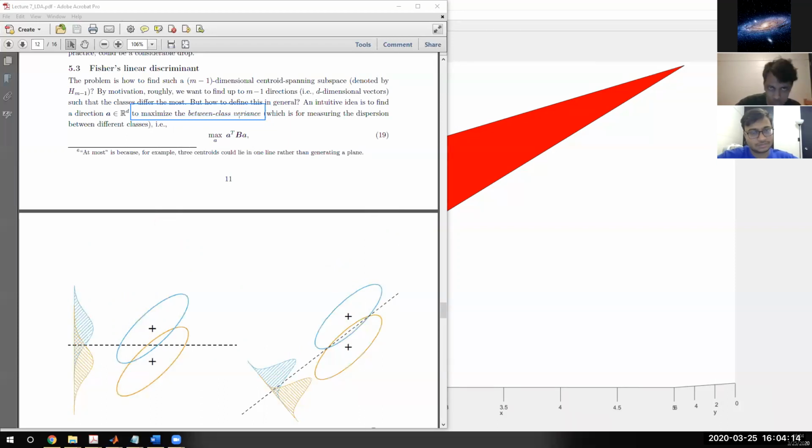Okay. So by the way, have you learned this one, the between classes versus within classes variance? If you have learned ANOVA, you're gonna see. Also by Fisher, this guy really likes this, and most of these are really, really amazing works.